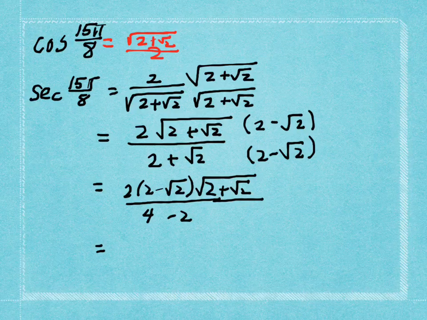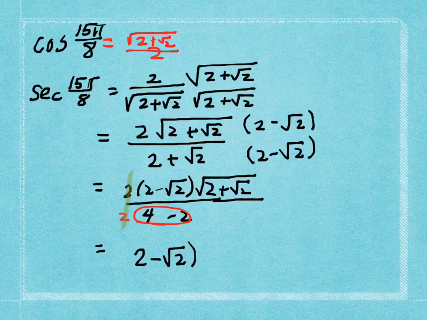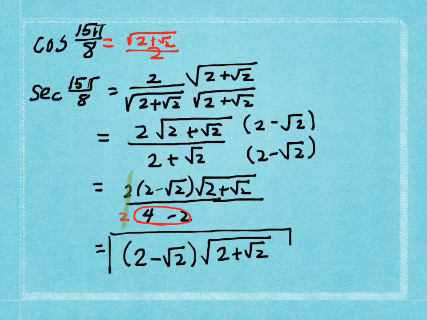So this denominator is still at play here, and it's equal to 2. So it will actually cancel with the numerator 2. And all I end up with left is 2 minus the square root of 2, all of that in parentheses, times the square root of 2 plus the square root of 2. And that will be our final answer for the secant value.